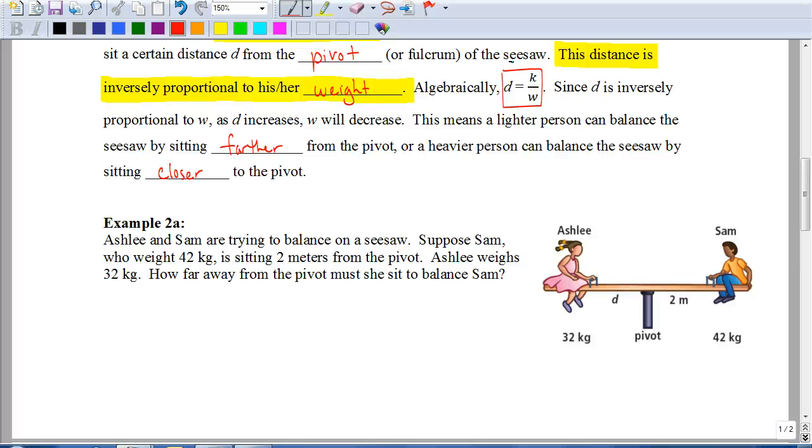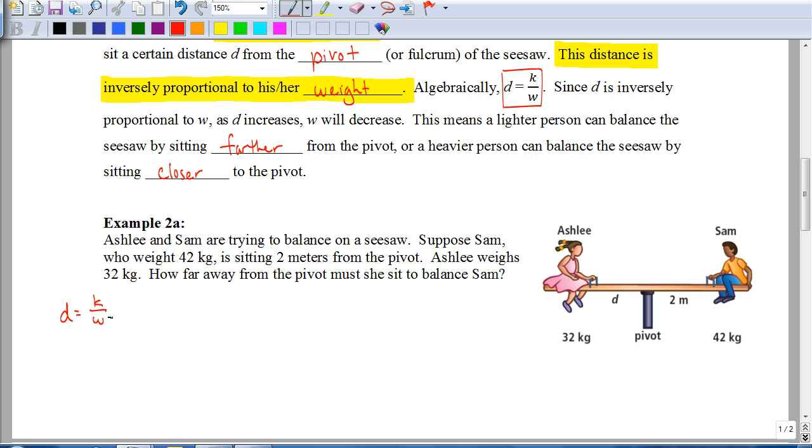So when they say something like this, Ashley and Sam are trying to balance on a seesaw. Suppose Sam, who weighs 42 kilograms, is sitting 2 meters from the pivot. Ashley weighs 32 kilograms. How far away from the pivot must she sit to balance Sam? Remember the process that we did yesterday. Our first step is to come up with our general equation, which we already have.